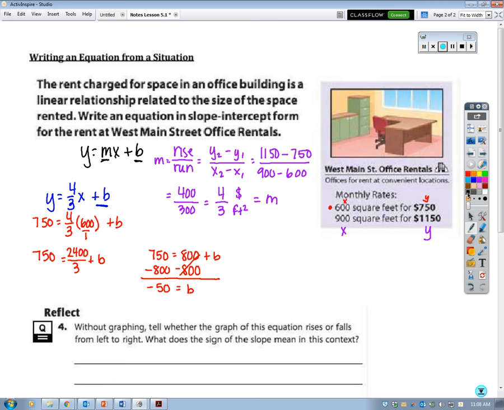So here's the equation. Y equals 4 over 3 x minus 50. Okay? $4 per 3 square feet, and they subtract $50 every rental cost, every month for rent. Who knows why? It's just what they do. There's our slope and y-intercept. So now you're going to go ahead and do one on your own.